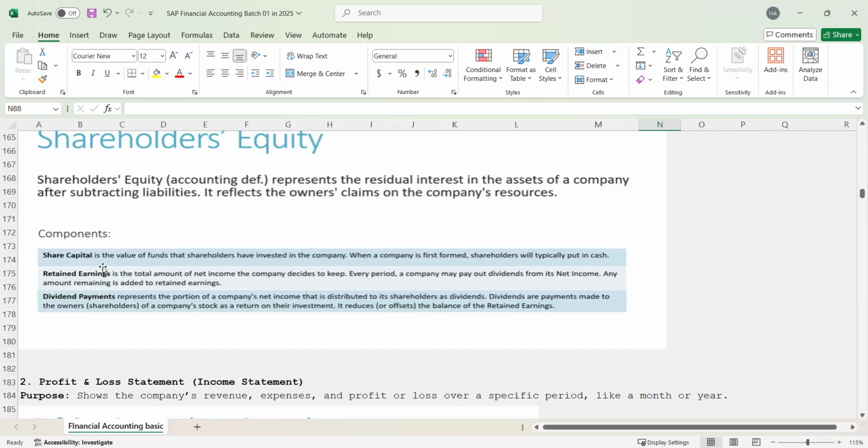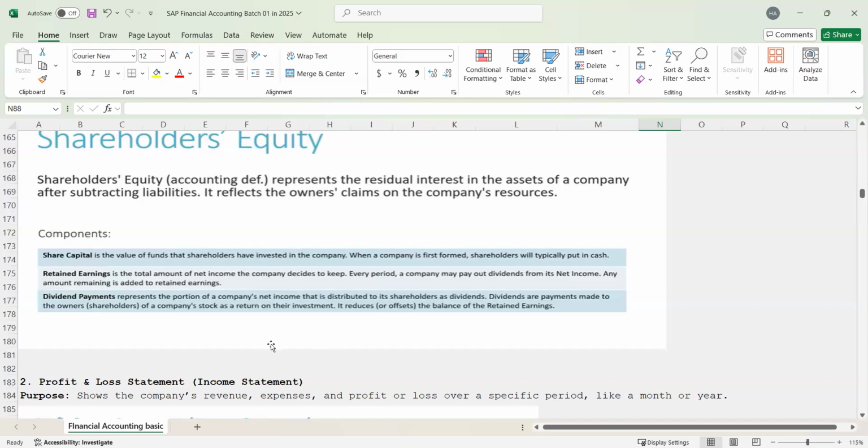So under your shareholder equity, some of the components that make up the structure are share capital, retained earning, and dividend payments. These are some of the things that make up that structure. So we'll talk about retained earning. Let me just use the theory. It is the total amount of net income the company decides to keep every period, or the company made one dividend. So these are theory. But just for you to get it, what we mean by retained earning is that your profit minus your expenses makes up your retained earning. Simple as that.